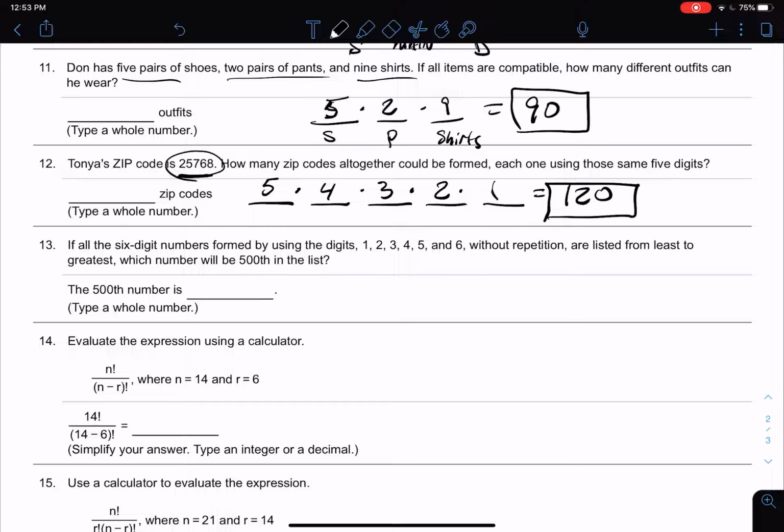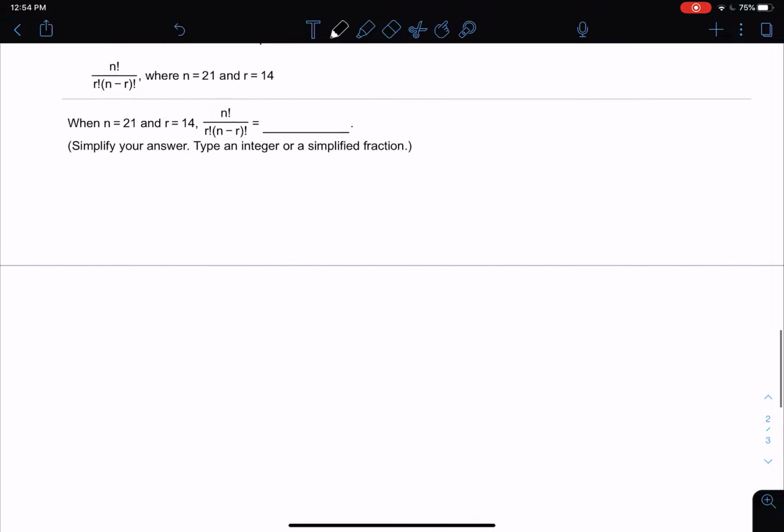Okay, number 13. Here is the tough one. At least tough for me to explain, and maybe there's other ways to say it and break it down, but this is kind of how I saw it. If all the 6-digit numbers formed by using the digits 1, 2, 3, 4, 5, and 6 without repetition are listed from least to greatest, that's kind of the problem right there, is least to greatest. Which number will be 550th in this list? Okay, this sounds a bit challenging. Now, luckily, this question is not on the test, but here's one way to do it.